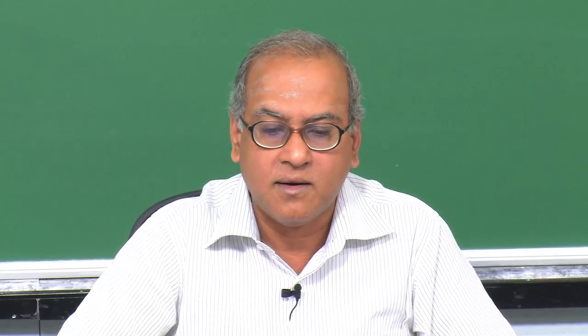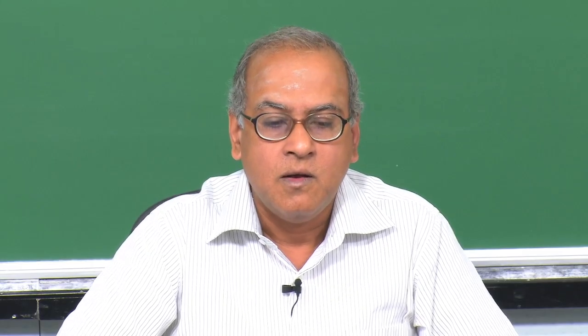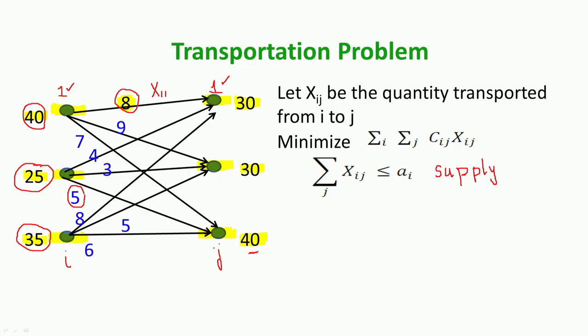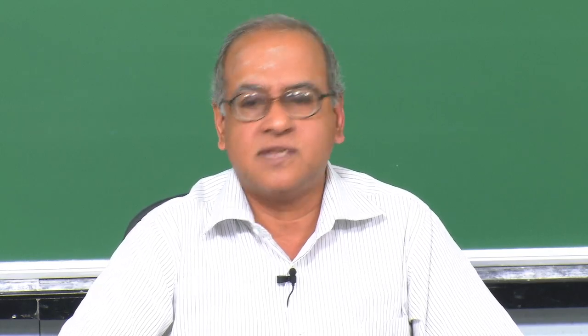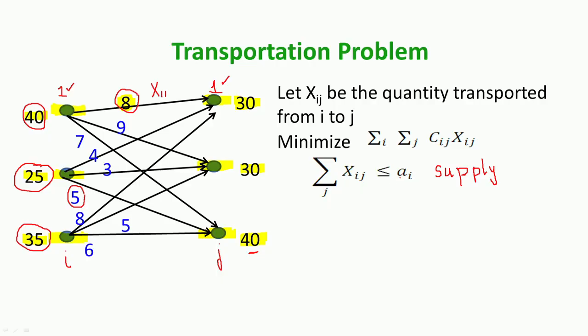So, if X11 is going here, from point 1 to 1, X12 is going here and X13 is going here, then X11 plus X12 plus X13 is the total quantity going out of supply point 1, and that should be less than or equal to the available quantity, which is 40. So, there are 3 constraints here, one for each supply point.